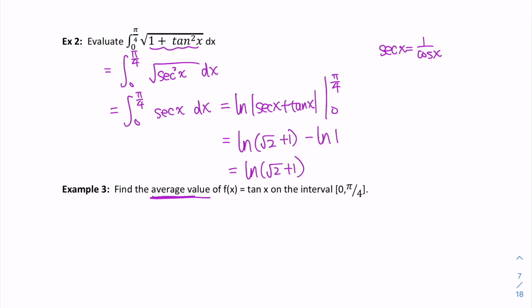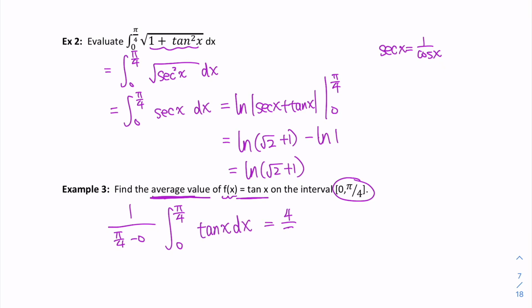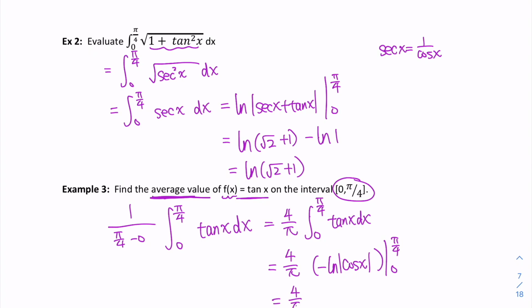Example 3. How do we find the average value of f of x equals tangent of x in the interval from 0 to pi over 4? The average value is 1 over b minus a times the integral from 0 to pi over 4 of tangent of x. So this gives us 4 over pi times the integral from 0 to pi over 4 of tangent of x dx. Based on the formula, the antiderivative of tangent of x is negative ln cosine of x from 0 to pi over 4. We plug everything in, and it's negative ln cosine of pi over 4 minus ln 1, which is 0. So our final answer is negative 4 over pi ln of square root of 2 over 2.